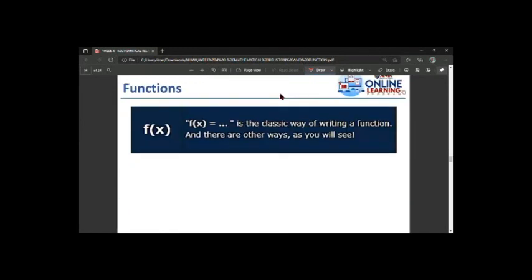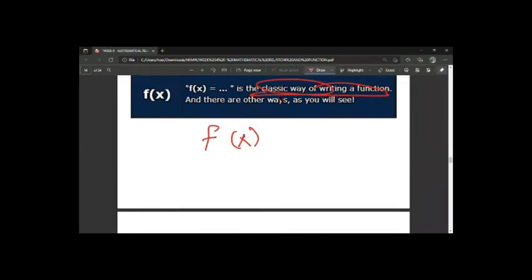So again, f of x. So this is read as f of x or function of x. This is the classic way of writing a function. So again, ito yung classic way of writing a function. Okay? F of x. So this is read as function of x or simply f of x.